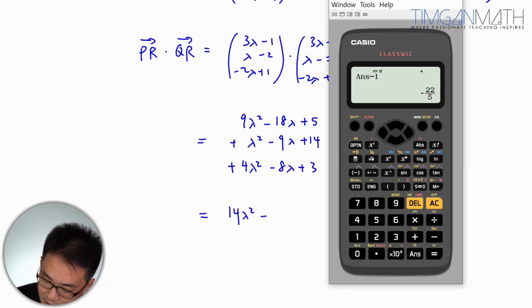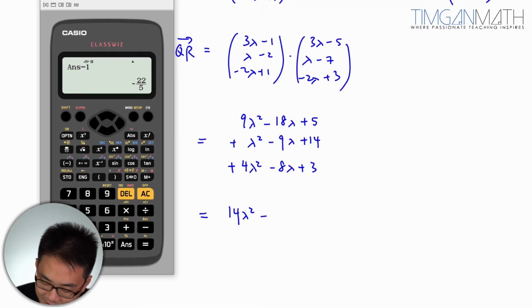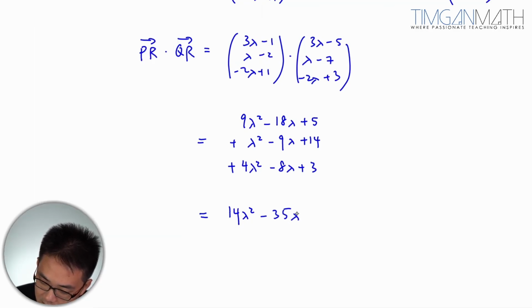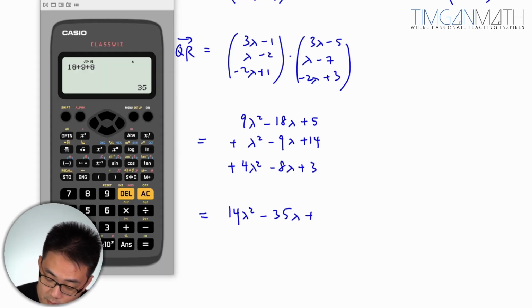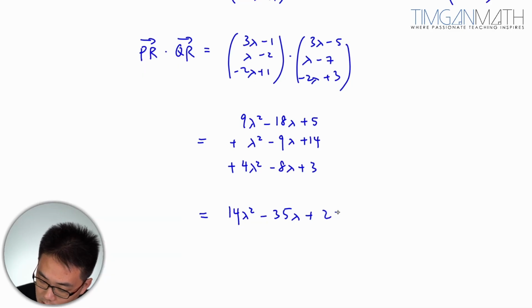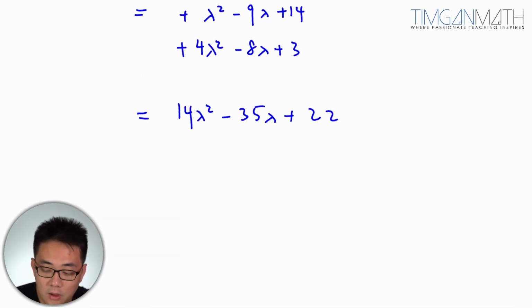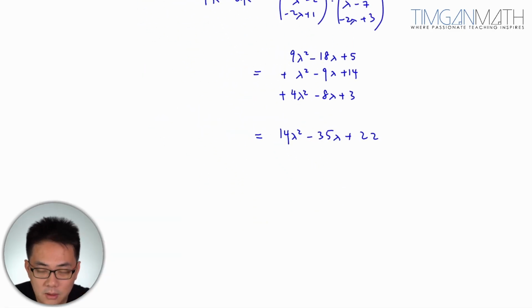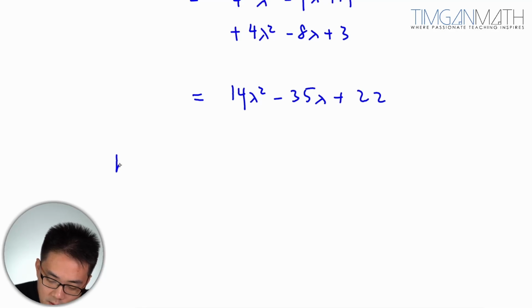So adding these, we get 14 lambda square minus 35 lambda plus 22. Okay, so we're going to complete the square, or we could use the discriminant. I'll just complete the square, I think it's easier also.